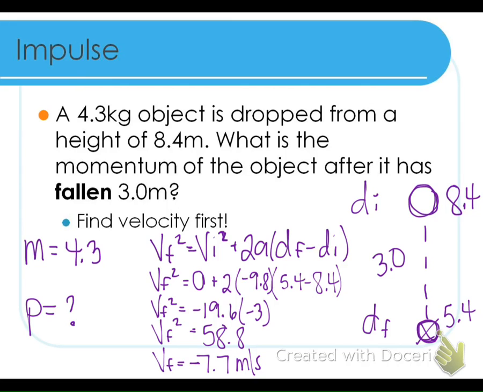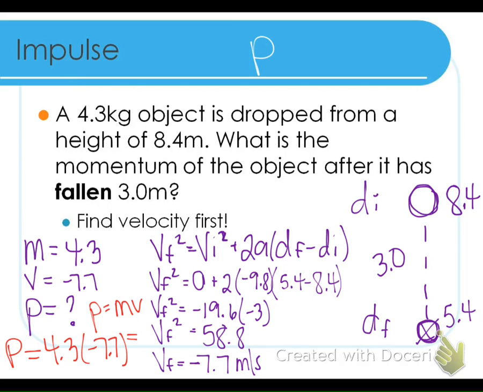So now we have our velocity and we have our mass, so we can solve for momentum. We solve for momentum using P equals mass times velocity. So we'll take P equals 4.3 times negative 7.7, which is negative 33.1. I'm running out of room here. So our momentum equals negative 33.1, and our units are kilogram times meters per second. Yep, perfect.